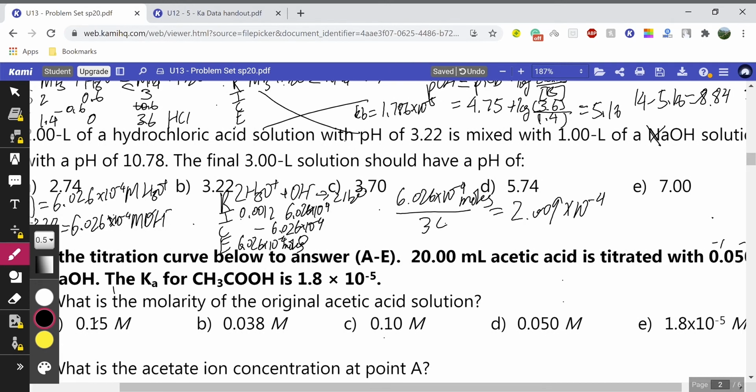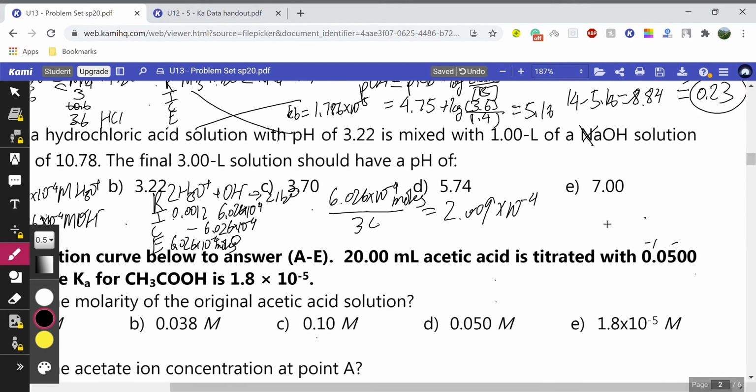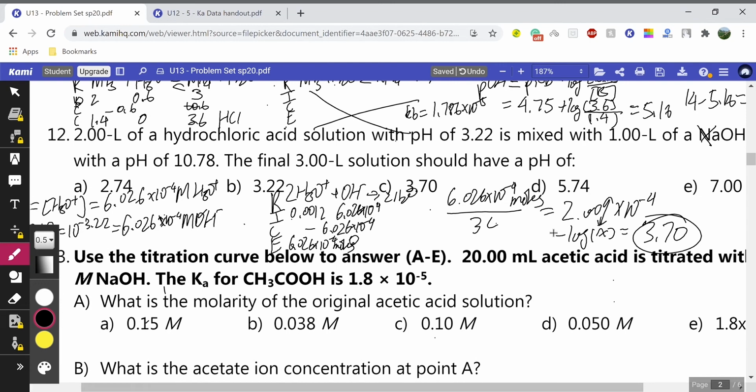Now with that, that is our concentration of H3O+ because we have no more OH- left. If that's the concentration of H3O+, we can use the negative log of this number, and the negative log of that number will give us 3.6697, which will be 3.70. 3.70 will be our answer C.